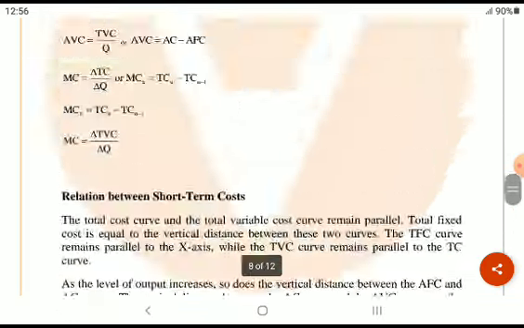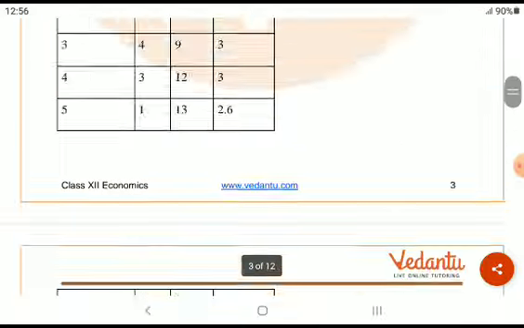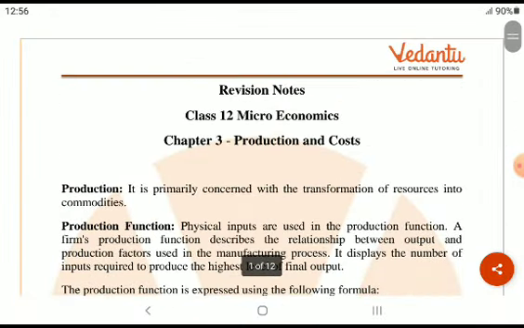So okay friends, this was the revision notes of chapter 3, Production and Cost, Microeconomics.